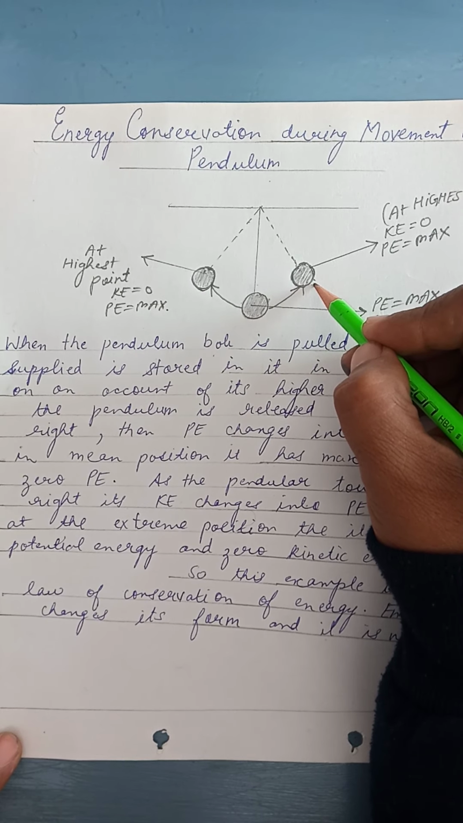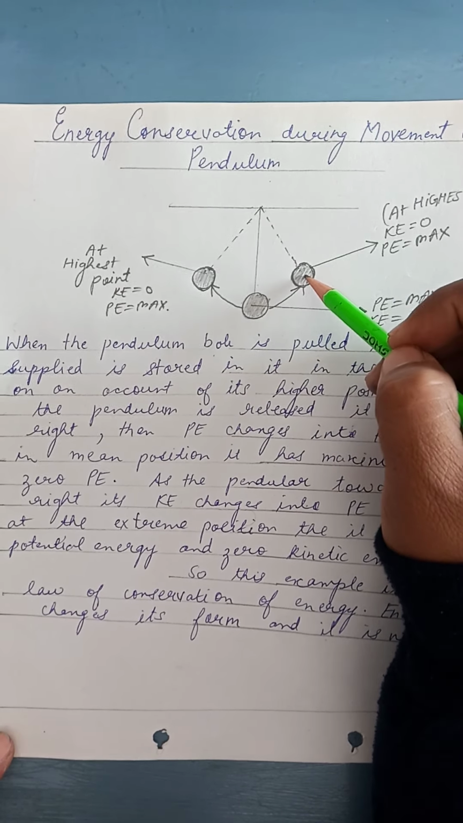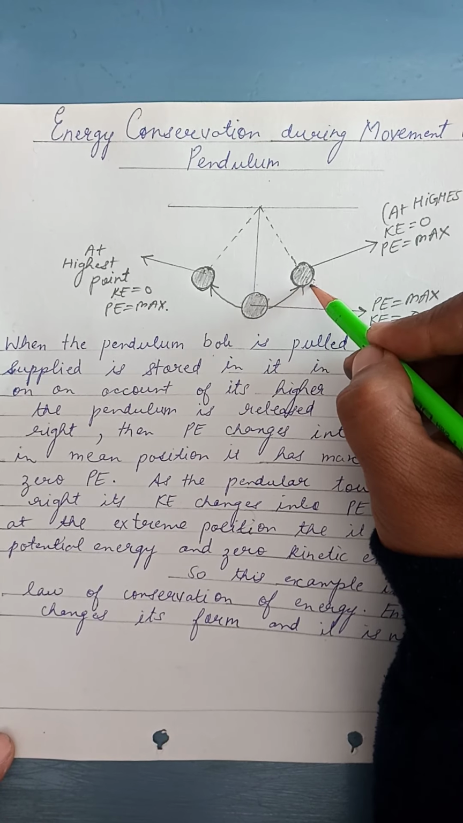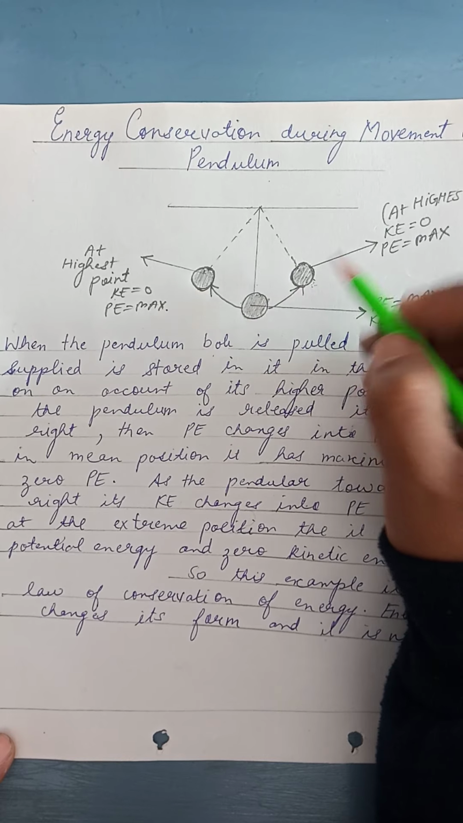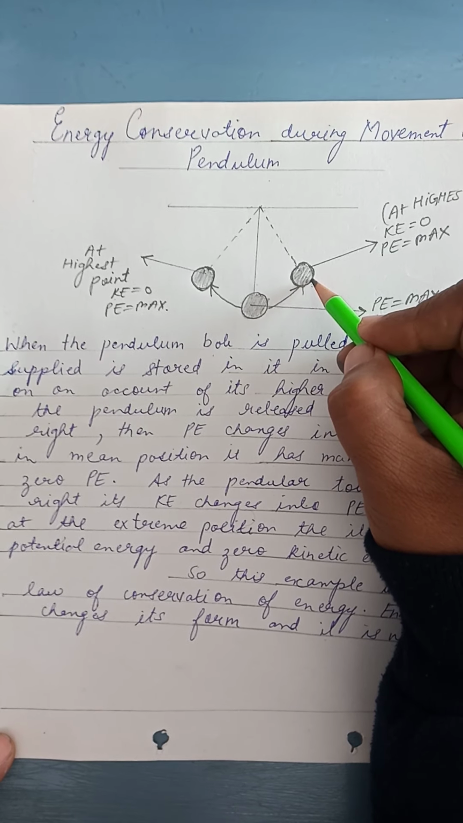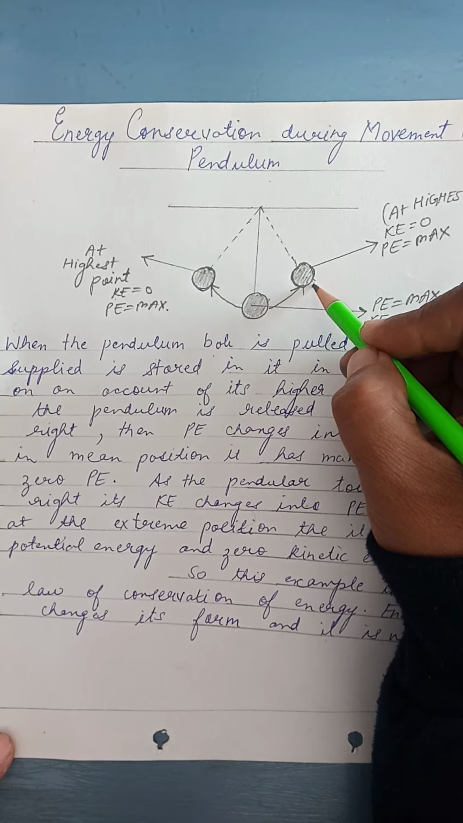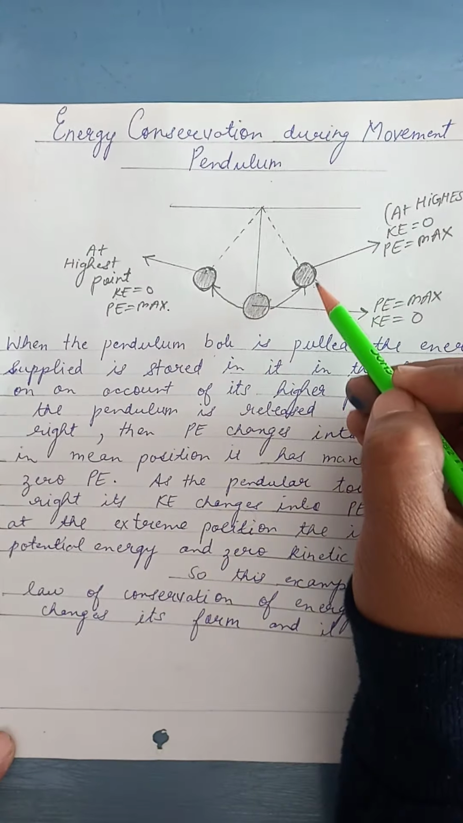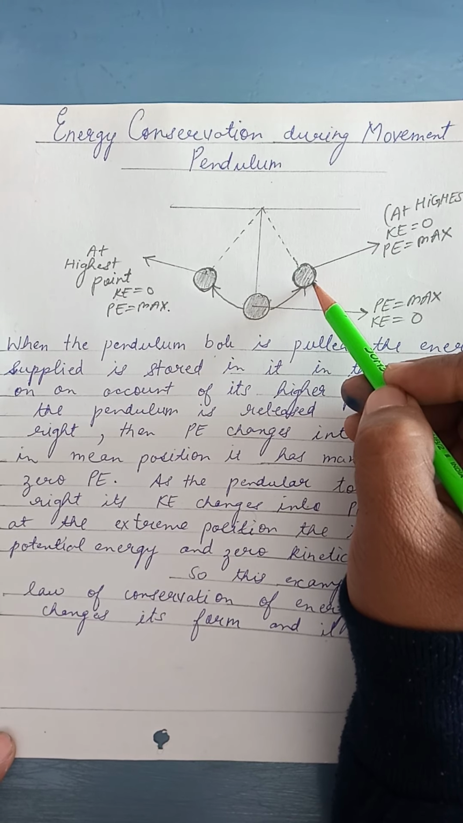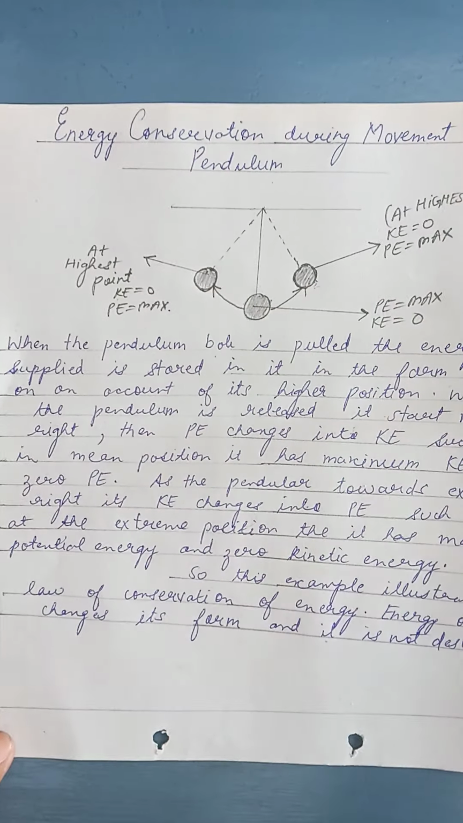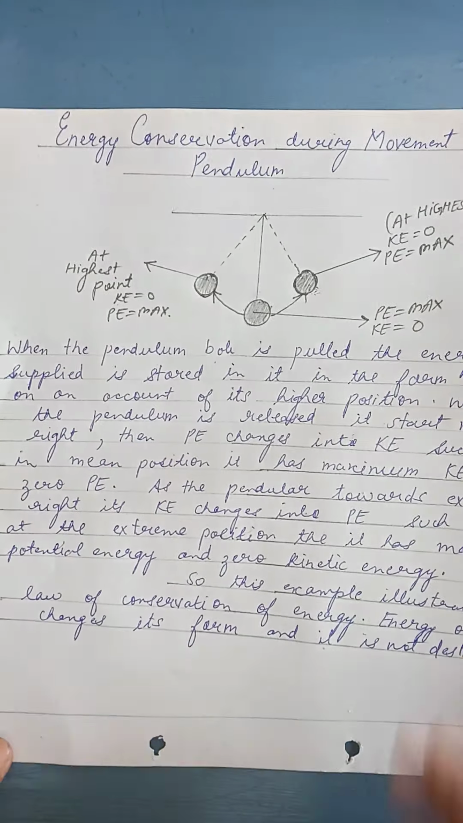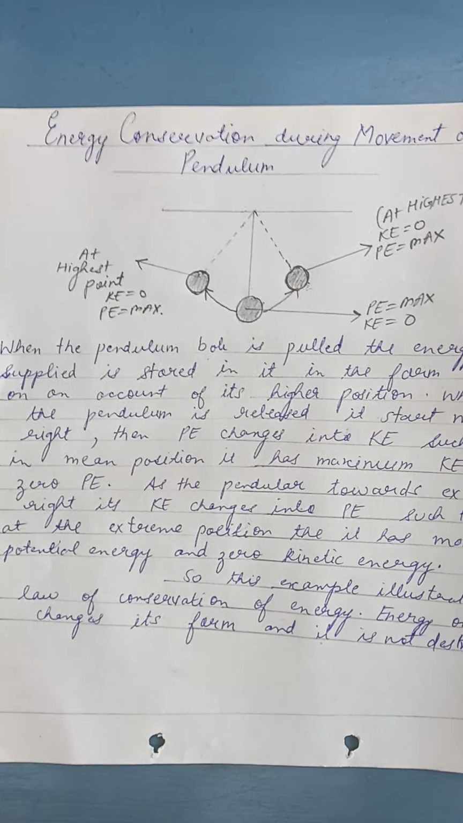We have already studied that the energy possessed by a body due to its position is potential energy. Since we are holding it, it has its own mass and is at its own position. So what type of energy would be there? It would be potential energy. When we are holding it, it has the maximum potential energy, and the kinetic energy is zero.